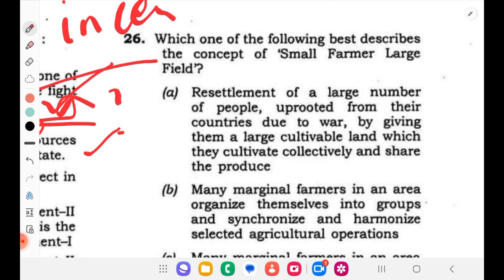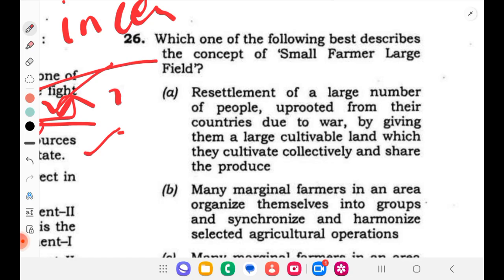There are some other models also, I'll just say briefly. One is cooperative farming, where collective ownership will be there and farmers come together. So there is collective productivity, sharing resources like land, labor, everything, whereas in small farmer large field, only land will be shared. Then there is contract farming, which is between farmers and corporates. Individual ownership, again farmers will retain the ownership.